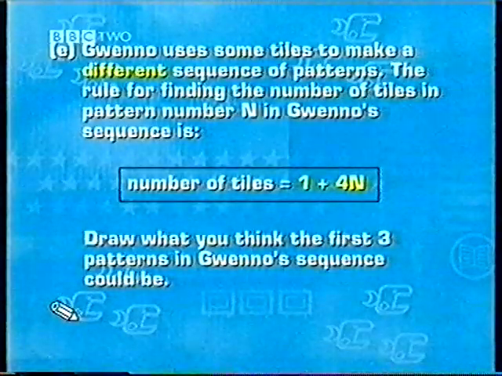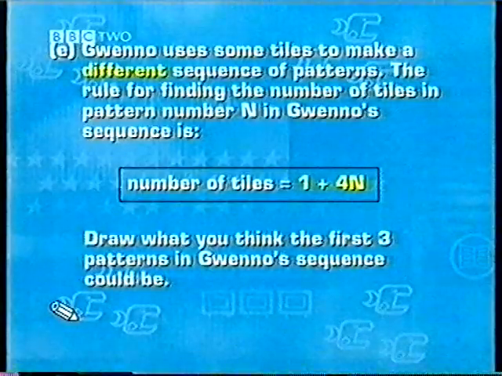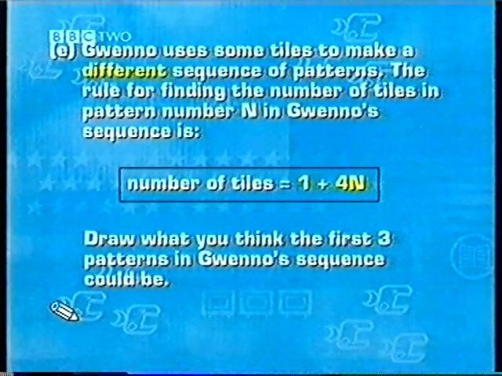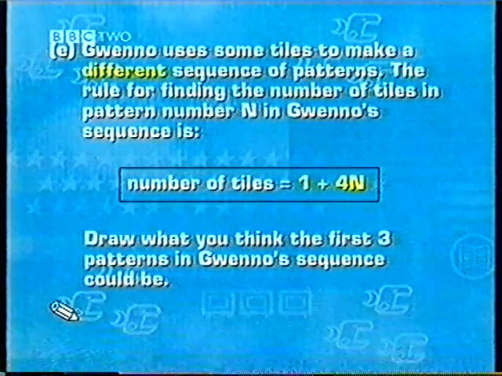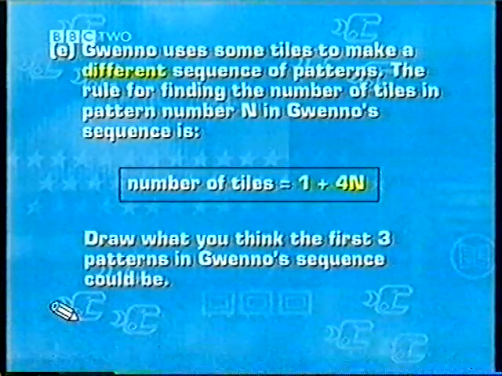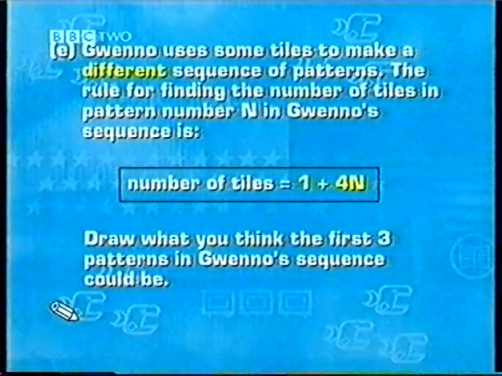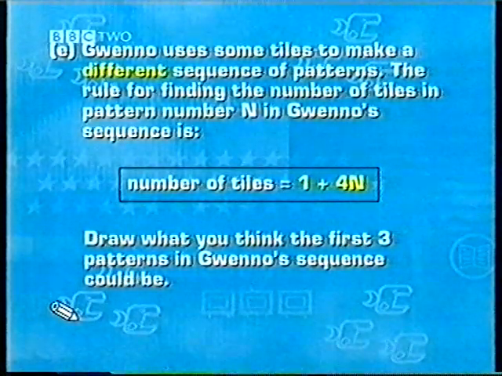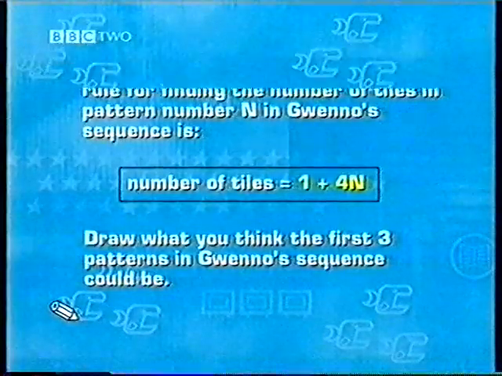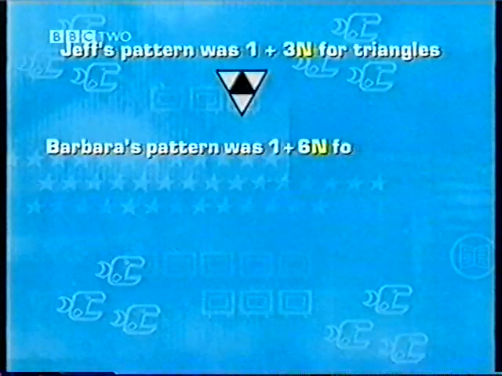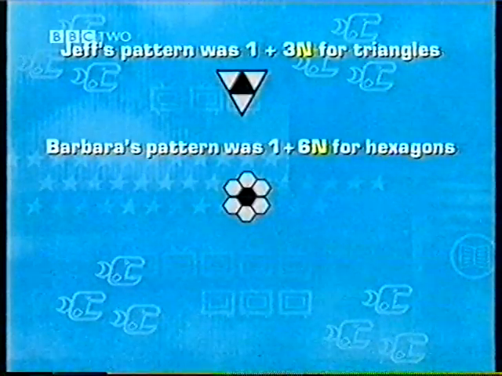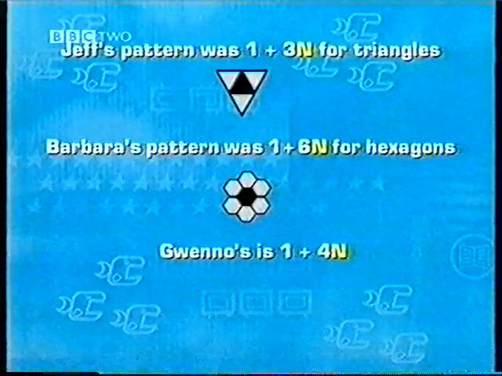And now for the final part of the question. Finally, you're given Gweno's sequence of patterns with the number of tiles being 1 plus 4n. You're asked to draw what you think the first 3 patterns in Gweno's sequence could be. There is a hint from the rest of the question. Jeff's pattern was 1 plus 3n for triangles, and Barbara's pattern was 1 plus 6n for hexagons. Gweno's is 1 plus 4n.